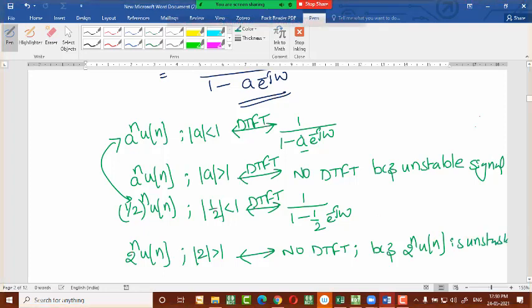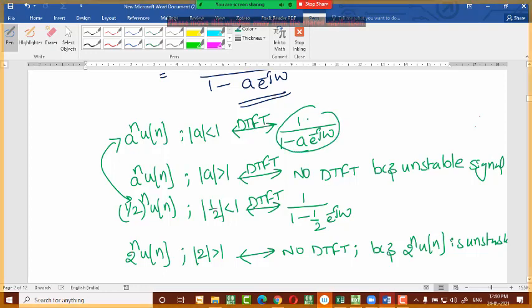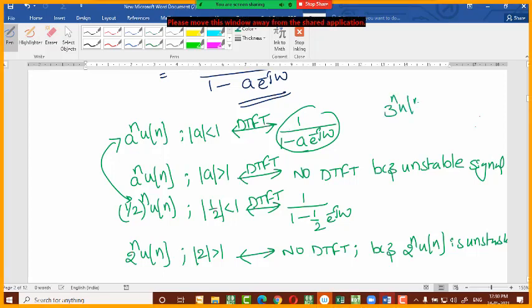Okay, don't just remember the formula; how the formula comes about, and the condition to apply that formula, is important. So by seeing the problem itself, 3 power n into u of n, it looks like a power n into u of n, so the answer will be 1 by 1 minus 3 into e power minus j omega. Like this you should not write.